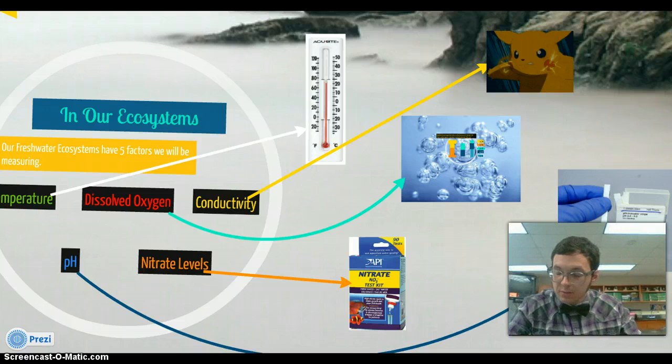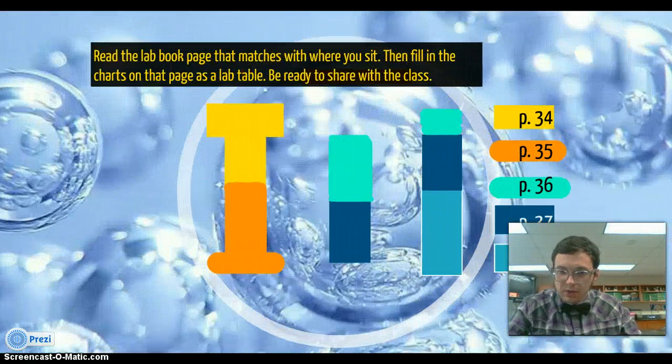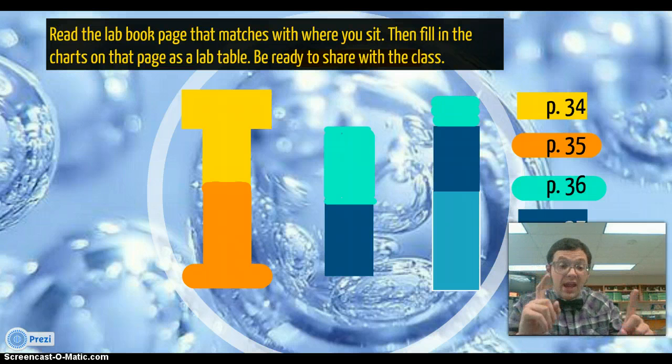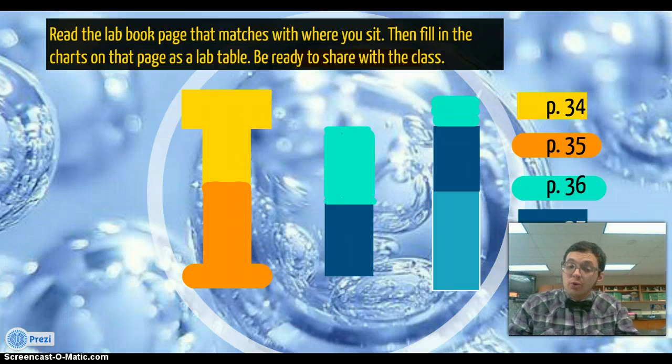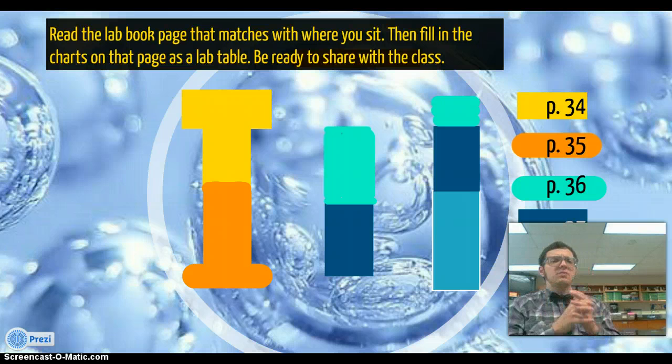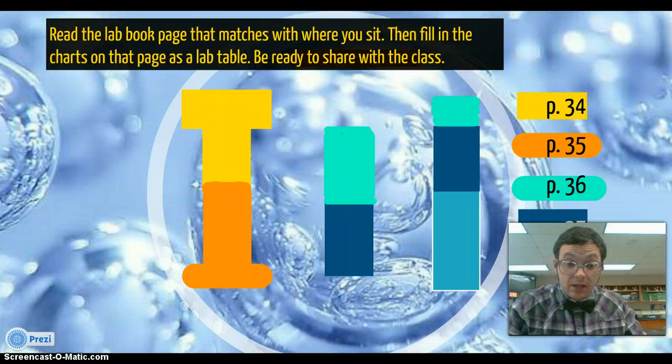So, wait a second, don't get out your lab books yet. But if you do look at your lab books, starting on page 34 and going to page 38, each of these pages will have one of those abiotic factors and a chart for cause and effect. Your job will be to, as a group, read that section and write the cause and effect relationships. You need to make sure that you really get it because you need to be able to share this with other groups when I get back.